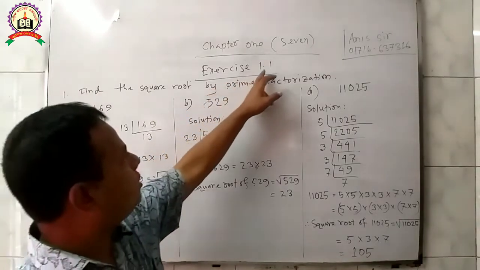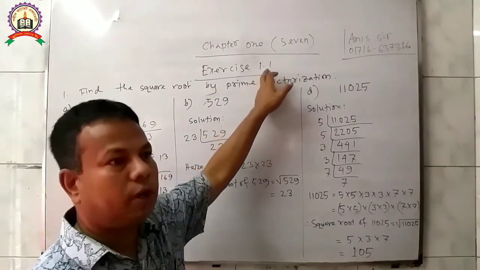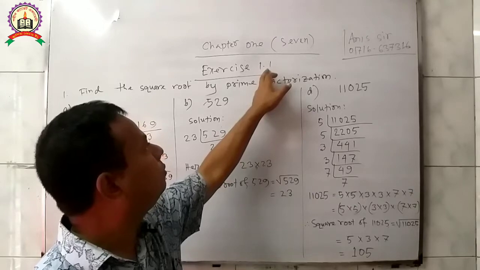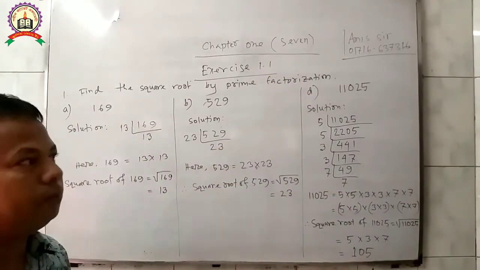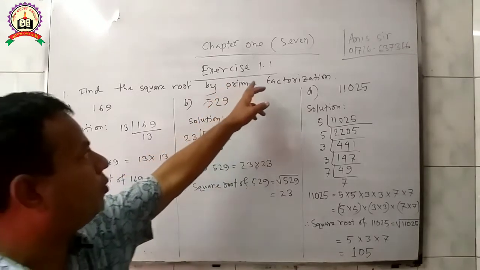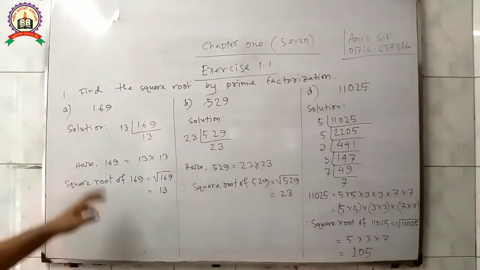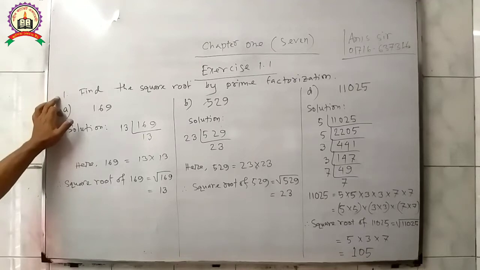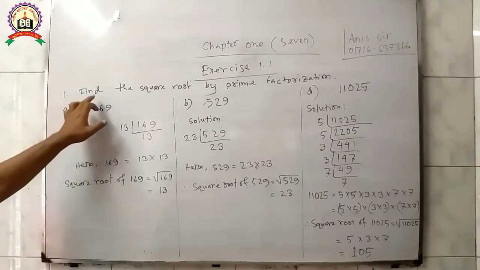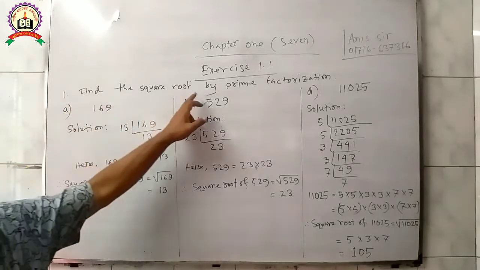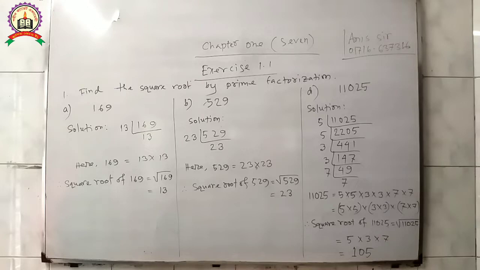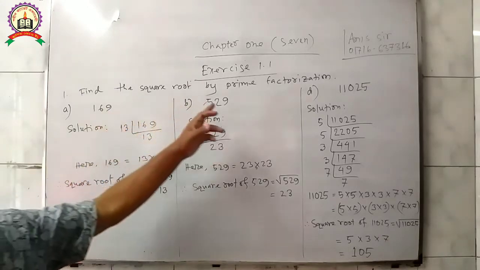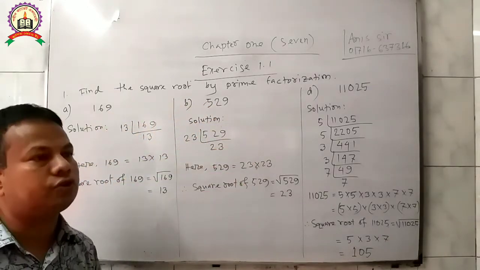Now, exercise 1.1 from the math book of class 7. Now solving 1. It says find the square root by prime factorization. Using prime factors, we have to find the square root.